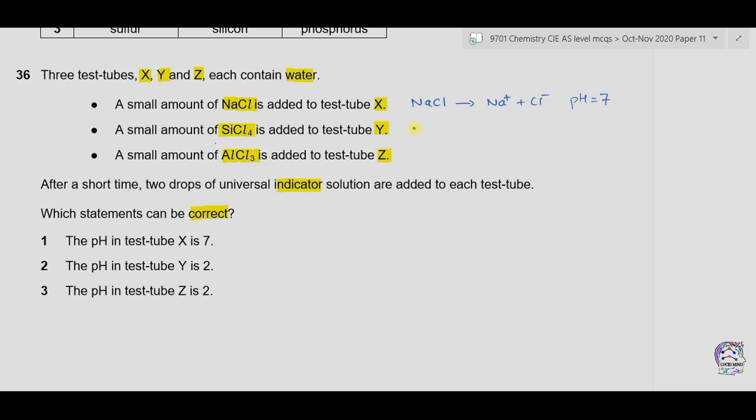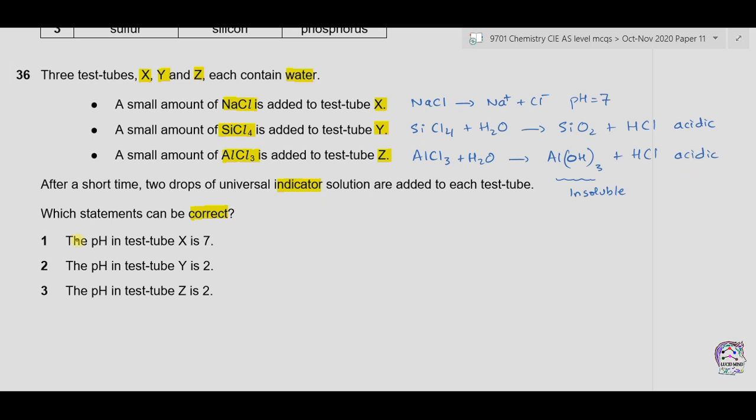For silicon chloride, we know that silicon chloride is acidic in nature, so therefore it will react with water and form silicon dioxide along with HCl. So the solution will be acidic. For aluminum chloride, it reacts with water to form aluminum hydroxide along with HCl. Again, the solution will be acidic in nature. Aluminum hydroxide formed is insoluble in water, so the only ions present will be of HCl, so therefore pH will be lower.